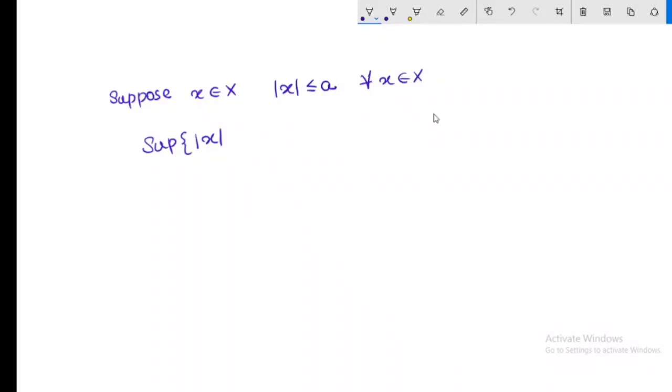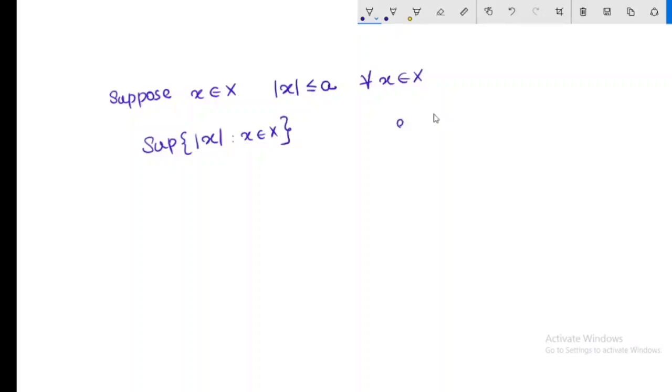Before going to the result, let us look at another result. Suppose mod x is less than or equal to a for every x belongs to X. Now we have to find the supremum of modulus of x such that x belongs to X. We have to find this.